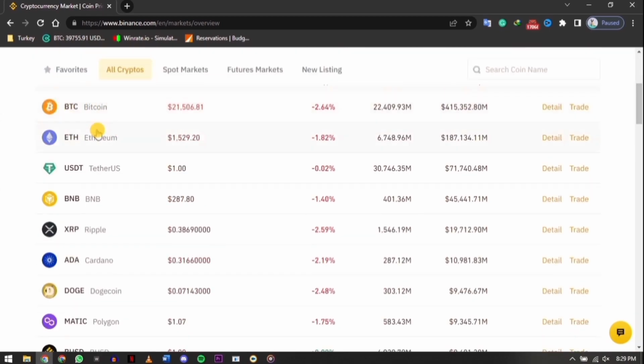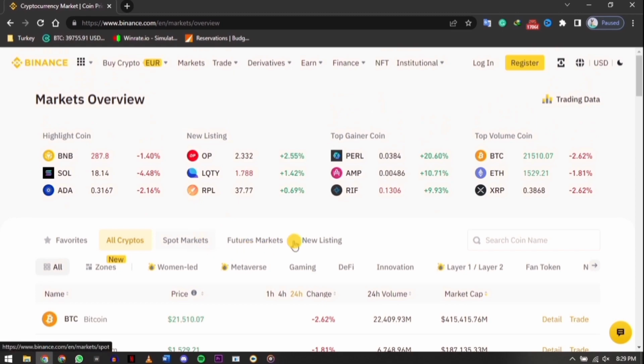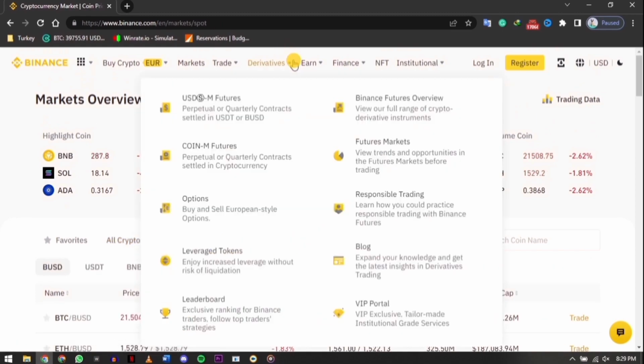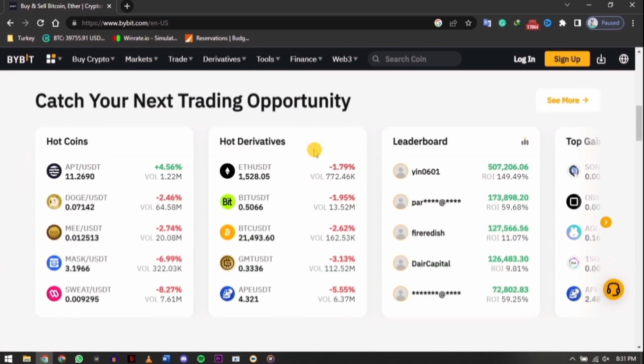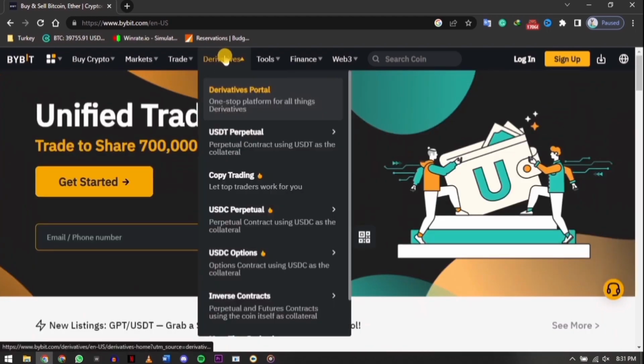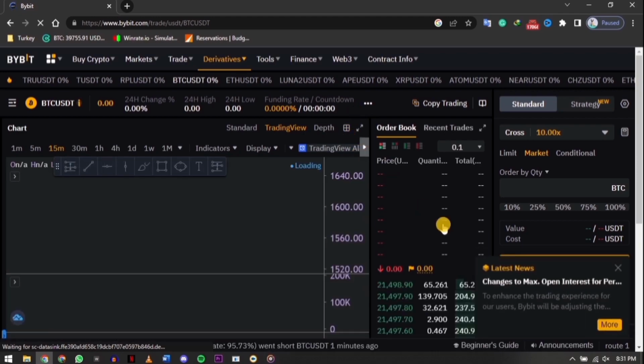Binance is one of the largest and the most popular cryptocurrency exchanges in the world. It offers a wide range of cryptocurrencies, competitive fees, and advanced trading tools. Bybit is another popular exchange that specializes in derivative trading. It allows you to trade future contracts, perpetual contracts, and more.